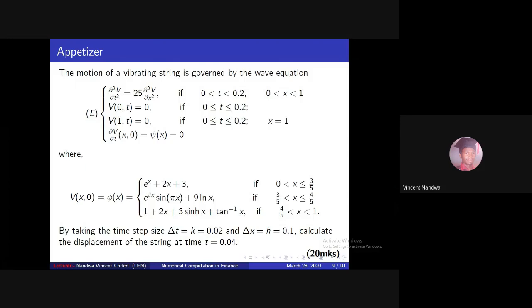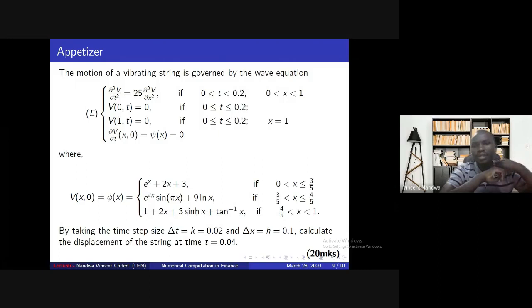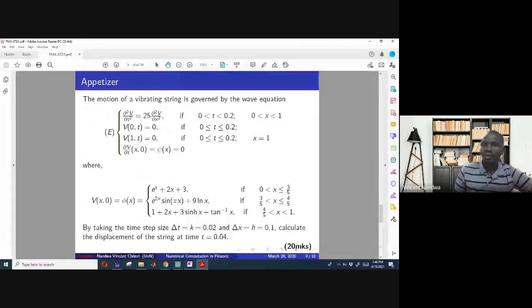So we have been asked to take a step size of 0.02, that's the time step size, and then the displacement step size to be 0.1, to calculate the displacements of the string at t equals 0.04. So copy the equation, and then let's see how the solution works. So let's solve the problem.